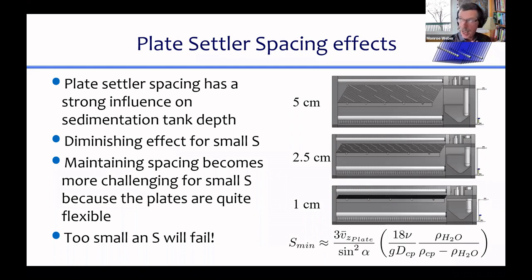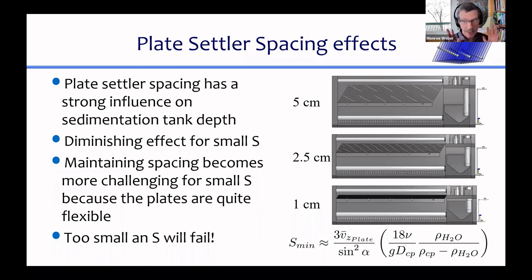Spacing has a big influence on how deep the sedimentation tank has to be, so that the tank gets deeper as the plate settler spacing increases. And do you see why that's true? If I increase the plate settler spacing, in the plate settler equation, the length of the plate settler divided by the spacing is an important dimensionless parameter. So if I increase S, I have to also increase L to get the same thing out of it. So you can see that in the drawings, as you go from 1 centimeter spacing to 2.5 to 5 centimeter spacing, the plate settlers get longer and longer.